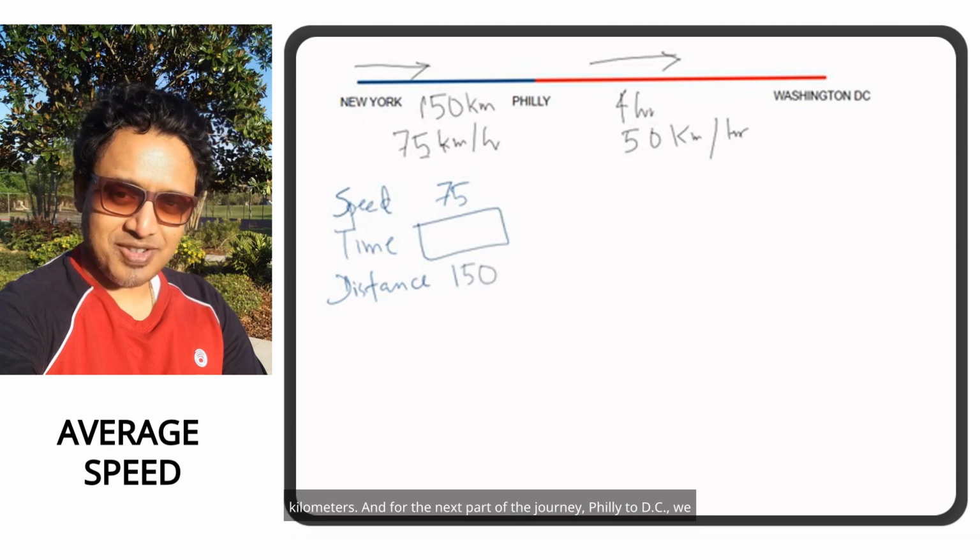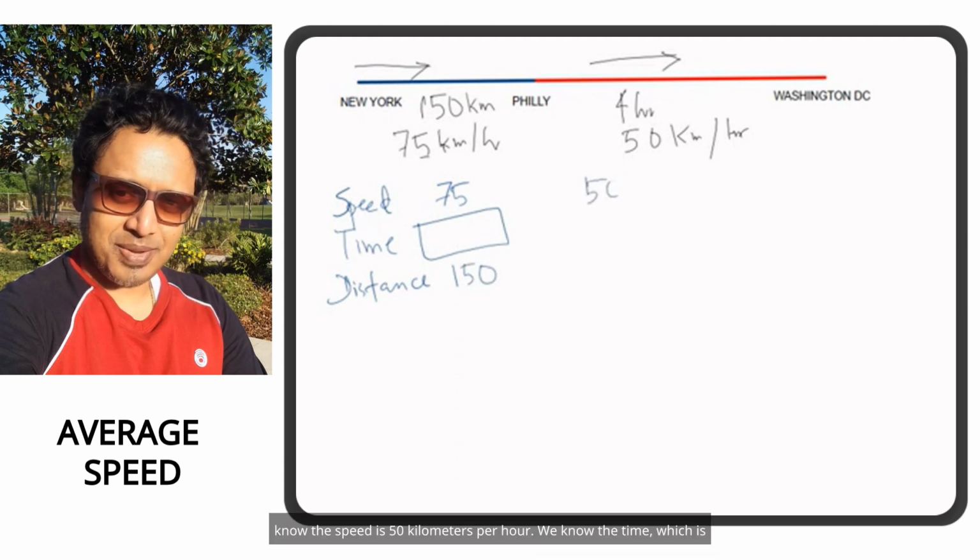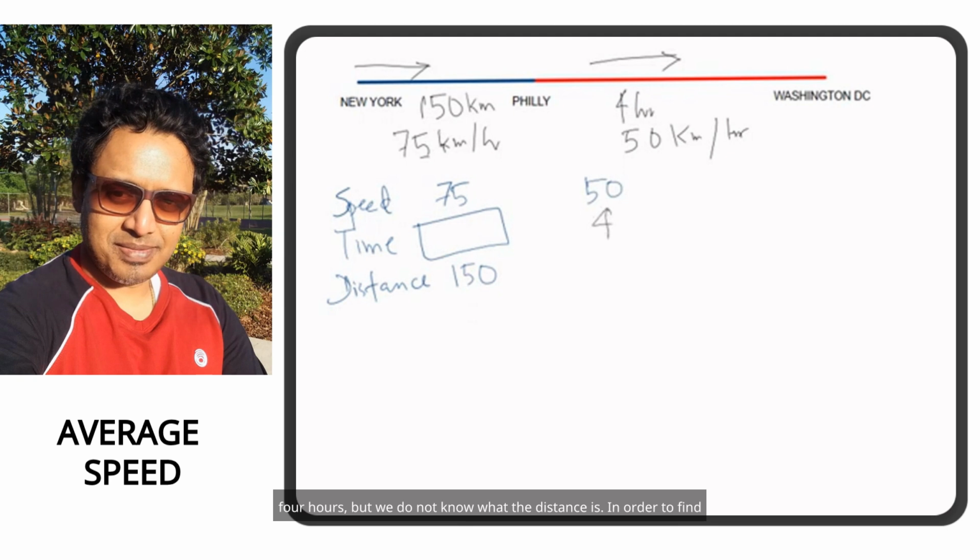And for the next part of the journey, Philly to DC, we know that the speed is 50 kilometers per hour. We know the time, which is 4 hours, but we do not know what the distance is.